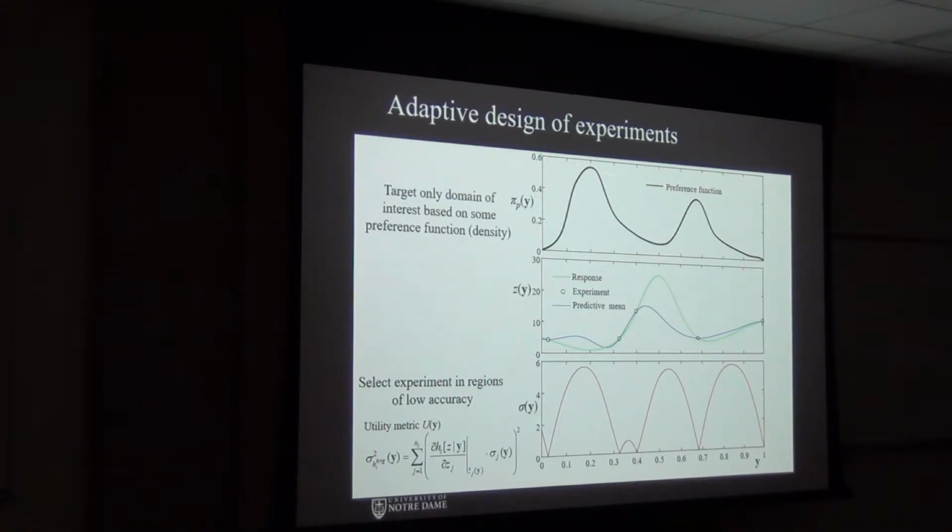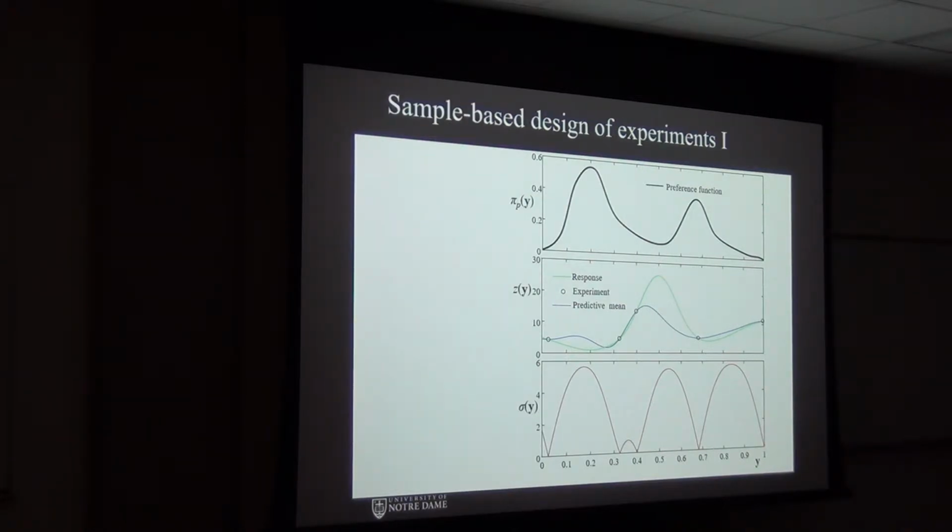You primarily care in the domains that you have higher values of this preference function. Again, I'm going to do a couple of examples later of how we select these preference functions. In general, this adaptive design of experiments is a very tough problem, and you can simplify it. In other words, you can do a suboptimal selection of experiments through what we call sample-based design of experiments.